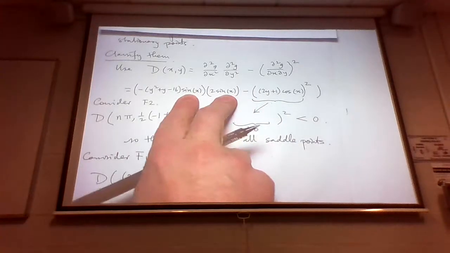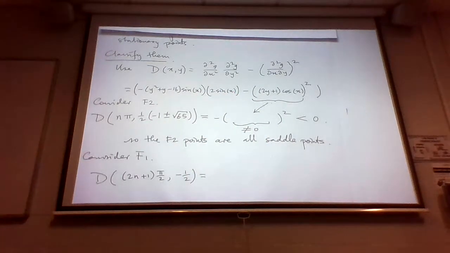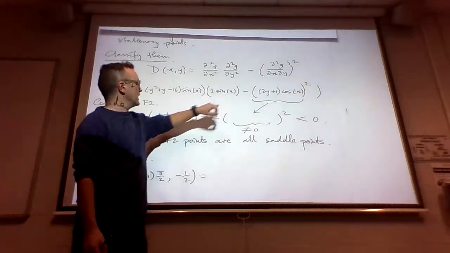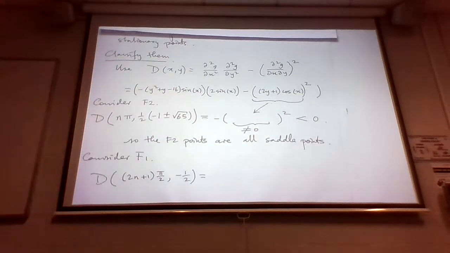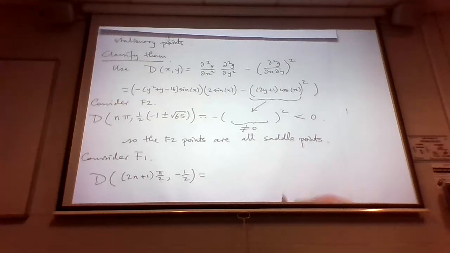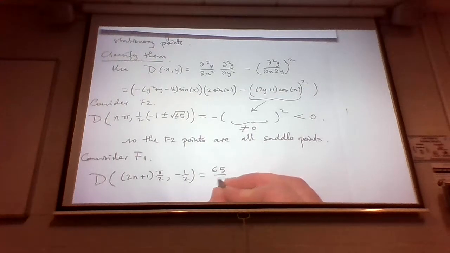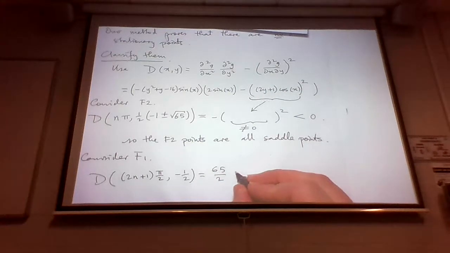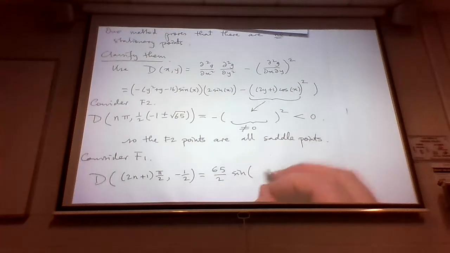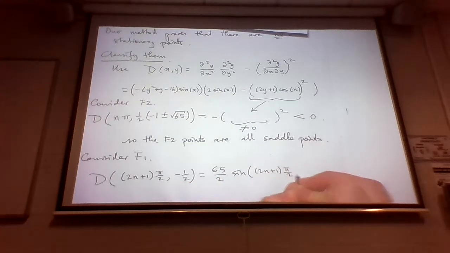And you see this is sine squared. So it's minus sine squared times 2 times that polynomial after we've substituted. Yes. So this is 65. It comes out as 65 over 2 times the sine value of this quantity here, 2n plus 1 times pi over 2, all squared.